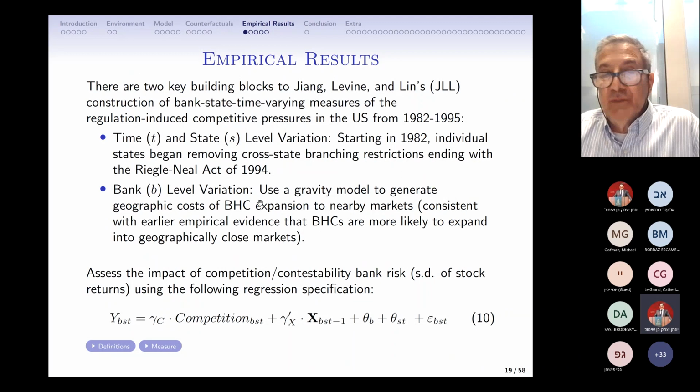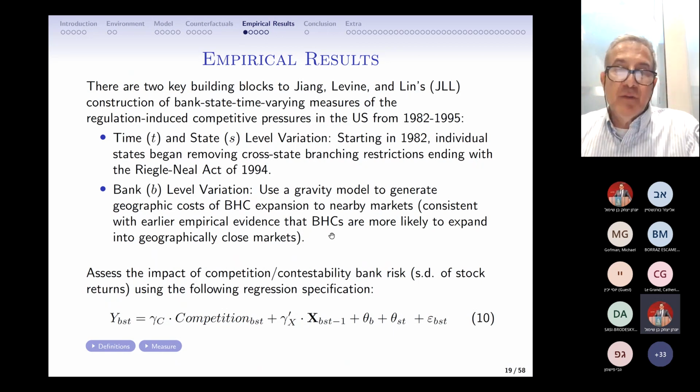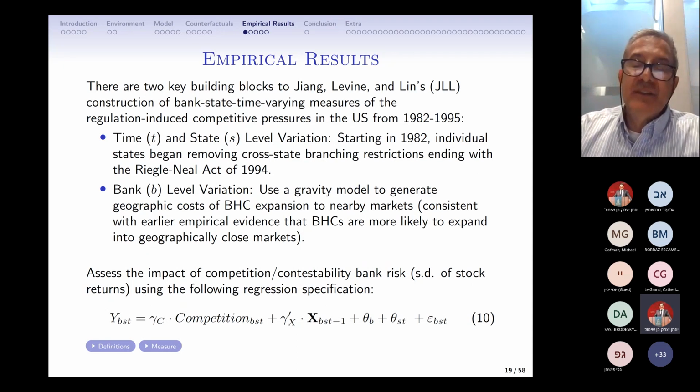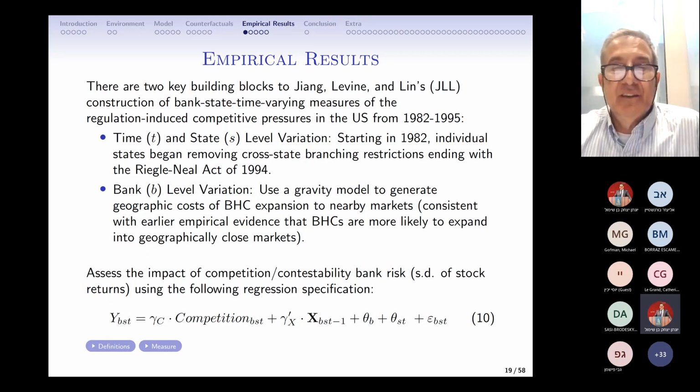So what Ross did was build this really cool data set, and the coolness of it is that he uses a gravity model to think about when a bank from one state, where its headquarters is, enters another state. If you think that it knows less about the information of the other state the farther away it is, it's also hard to move managers farther.